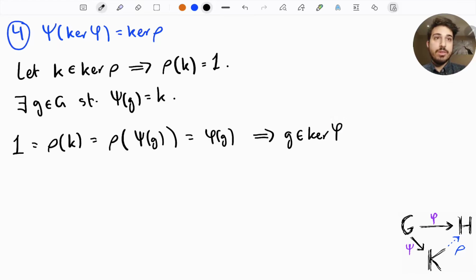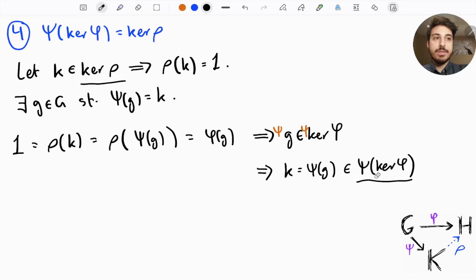So if g is an element in the kernel of phi, and you apply psi on both sides, then this means that k, which is equal to psi of g, is an element in psi of ker of phi. We just proved that if k is in ker of rho, then k is an element of psi of ker of phi, finishing the backward inclusion. Ker rho is included in psi of ker of phi.